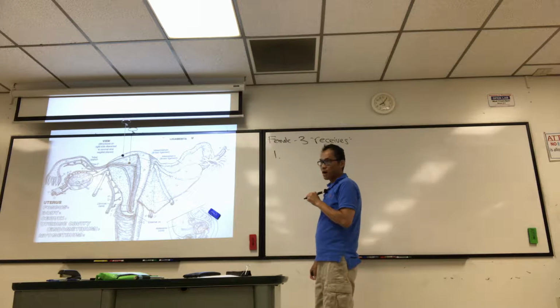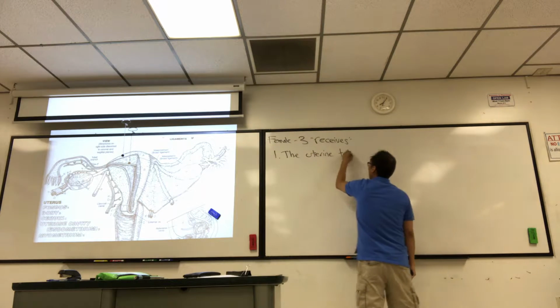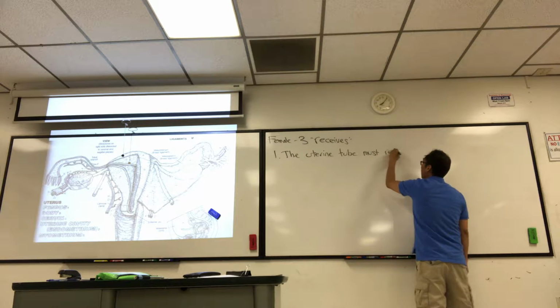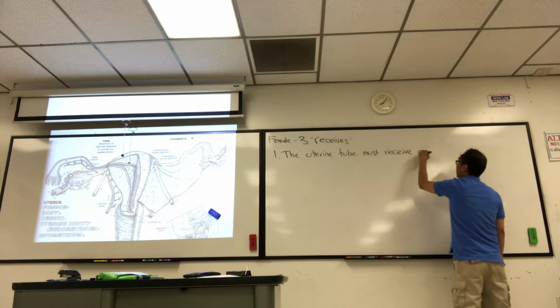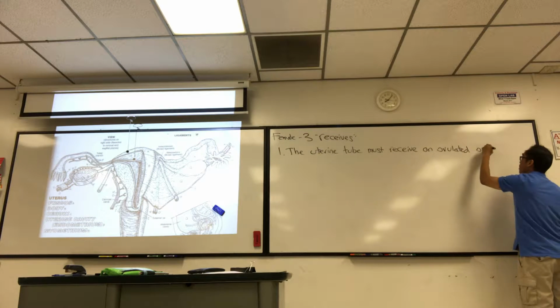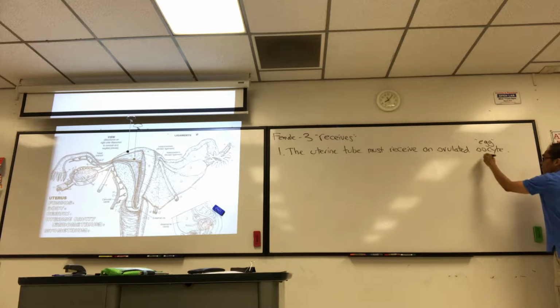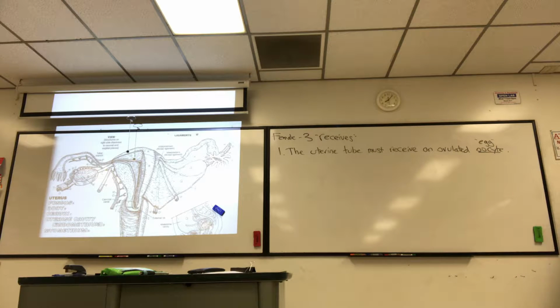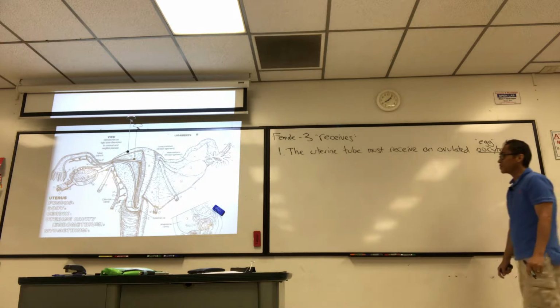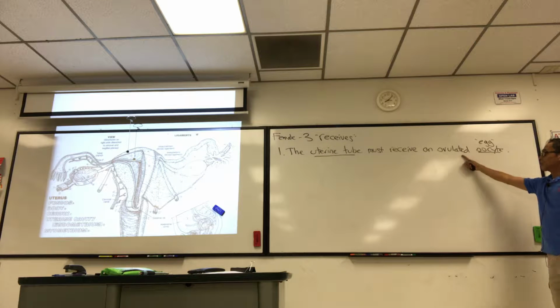The uterine tube must receive an ovulated oocyte. So the key term there is oocyte. That is the single cell that has the genetic material that can be passed on to the next generation. The anatomical structure it must be ovulated into is the uterine tube. An ovulation is a rupture of the ovary.